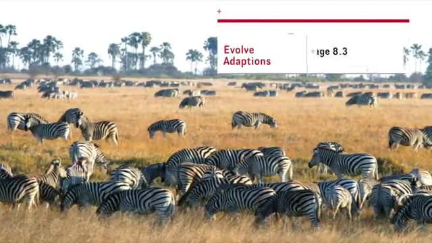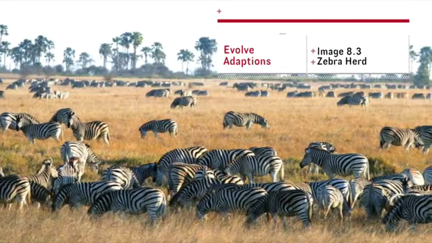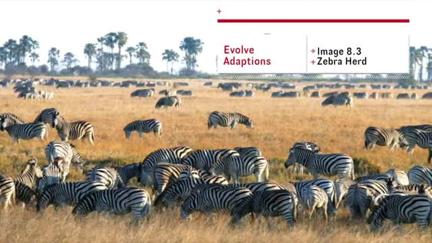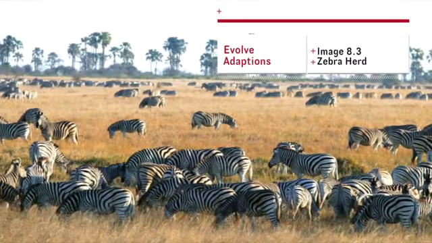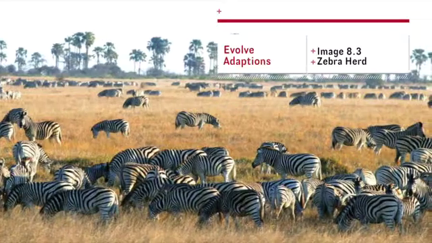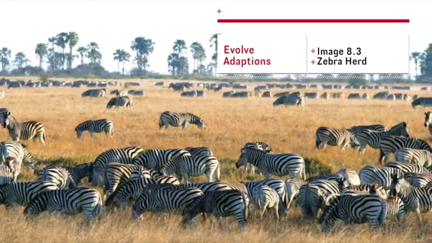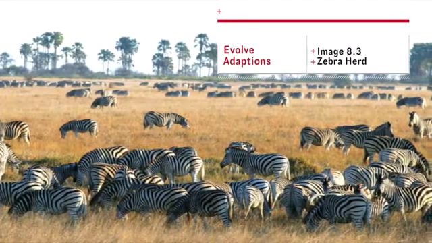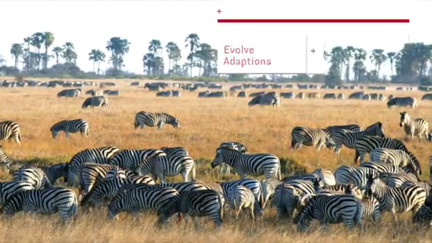This photograph of a zebra herd represents evolving adaptations. Zebras live in herds where they are less vulnerable to predators. This is a behavioral adaptation. In addition, the patterns on the fur of zebra can confuse predators, giving zebras an even greater chance of survival.